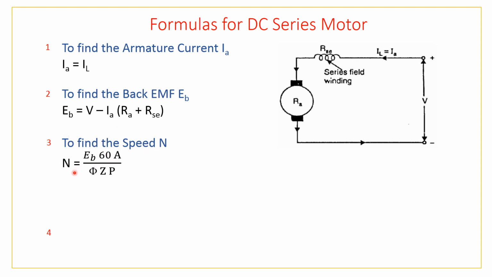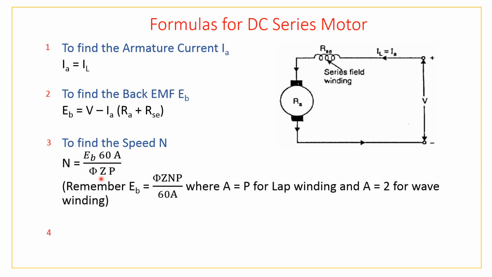So next is to find the speed N. The formula again remains same as your DC shunt motor. N is equal to EB into 60 into A by ΦZP. Remember, EB is equal to ΦZNP by 60A as per the EMF equation of DC generator, where A is equal to P for lap and A is equal to 2 for the wave winding. And finally, to find the torque, TA is equal to 0.159 ΦZIA P by A.